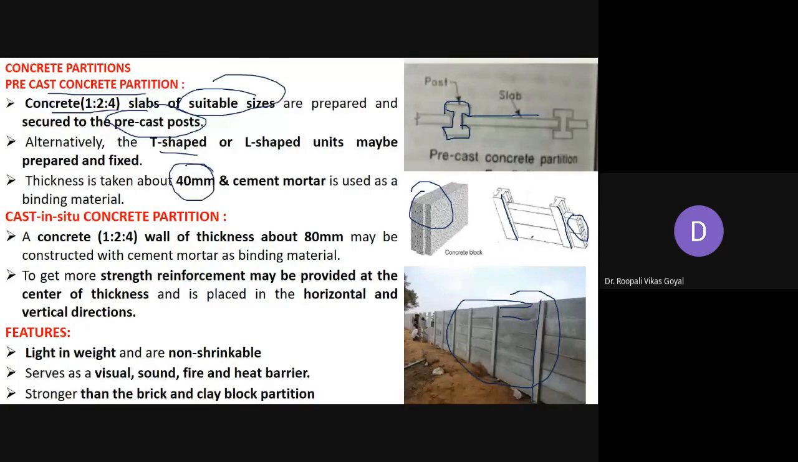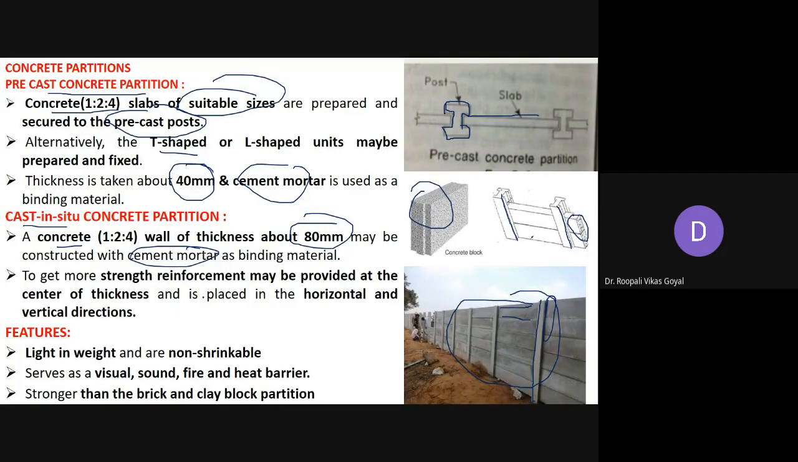The thickness is 40 mm, so it's a small thickness, you can say 4 centimeter, and cement mortar is used for fixing purpose at the joint. Okay, so this kind of ready-made slabs can be used and fixed in the particular post. If you are going for cast in situ construction, then a similar concrete wall can be prepared, but the wall thickness may be around 80 mm, and cement mortar similarly, but only the thing is that these slabs may be prepared on site.